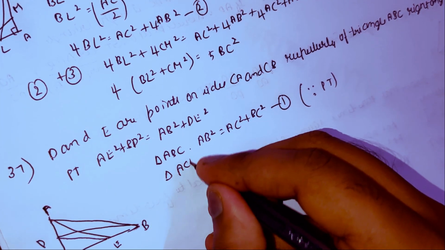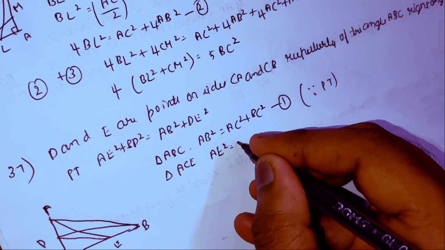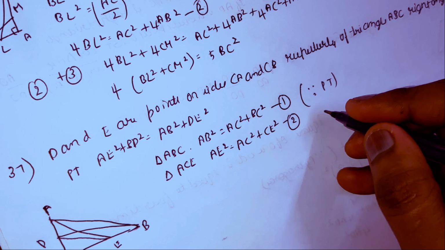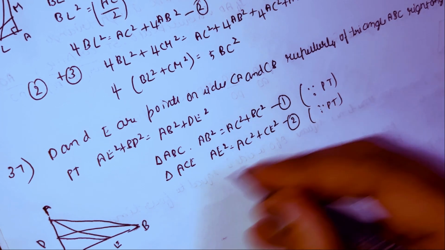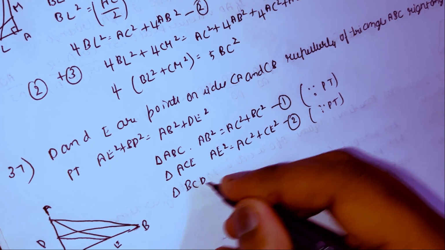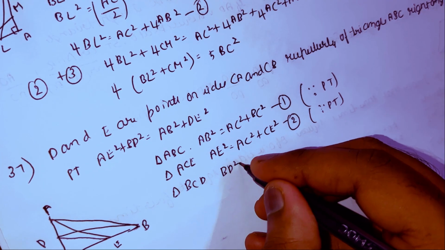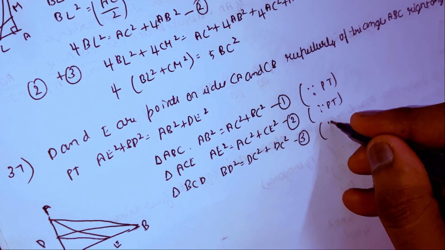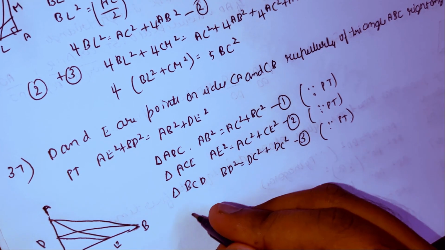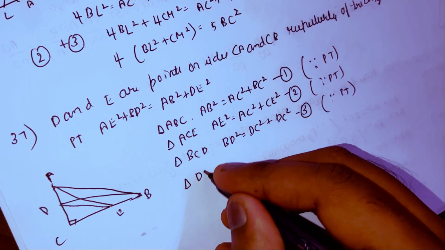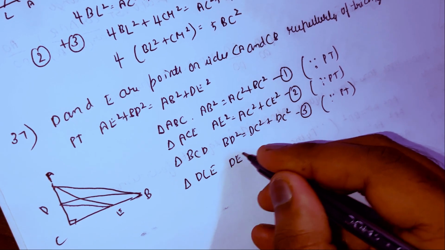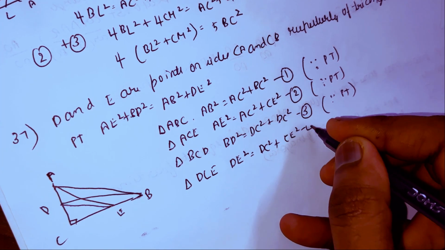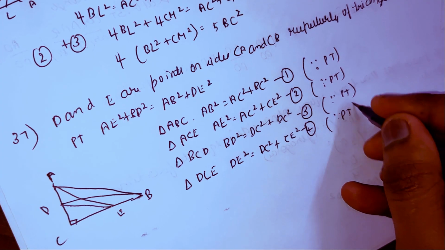In triangle ACE, AE square is equal to AC square plus CE square. Consider this as the second equation. This is by Pythagoras theorem. Triangle BCD, BD square is equal to DC square plus BC square. Consider this as the third equation. Same Pythagoras theorem. And last, in triangle DCE, DE square is equal to DC square plus CE square. Fourth equation by Pythagoras theorem.